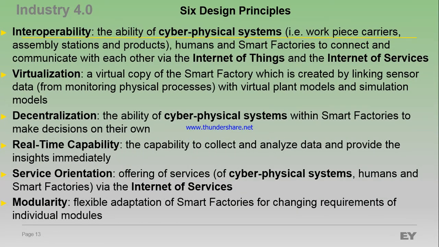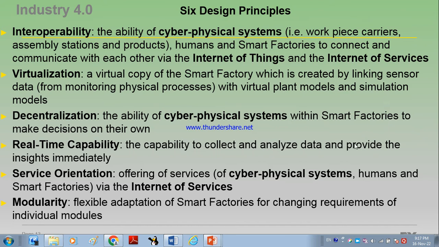These are some of the design principles, the six important design principles that we will discuss. The first one is interoperability. That means the ability of physical systems, workpieces, assembly stations, products, their quality, human and smart factory connections, communication, internet of things, and internet of services will come under interoperability.